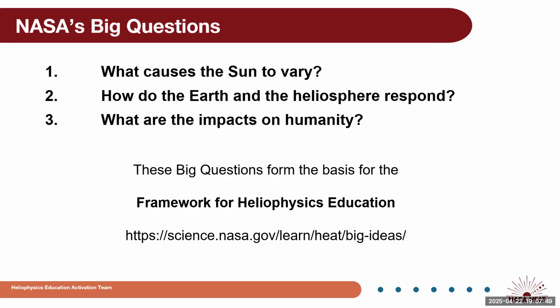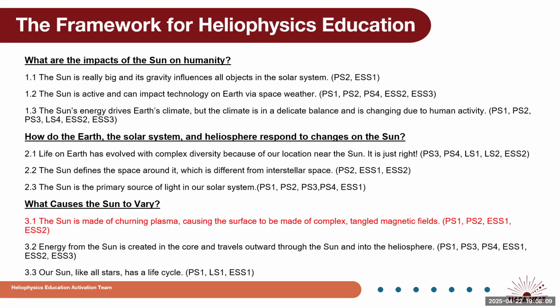For heliophysics, the terms are: what causes the sun to vary, how do the Earth and the heliosphere respond, and what are the impacts on humanity. We've co-opted these three big questions in heliophysics and created a framework for heliophysics education, which takes these three questions and granularizes them a little bit so they can more easily map into the national science standards, which are given in the parentheses at the end of each of these sub statements.